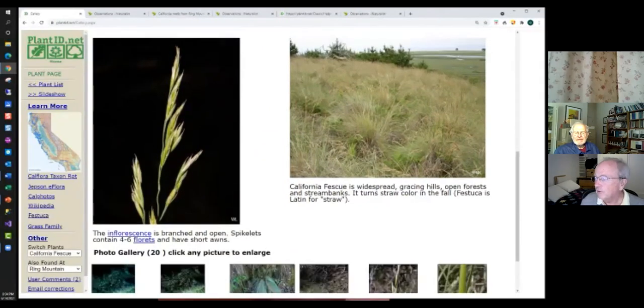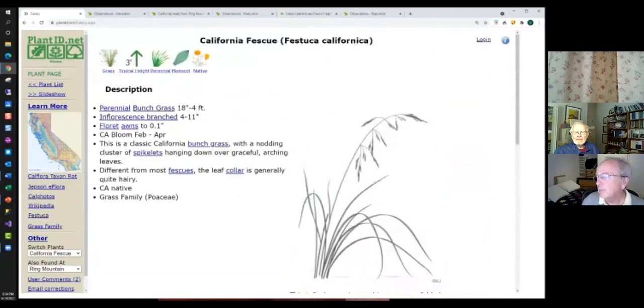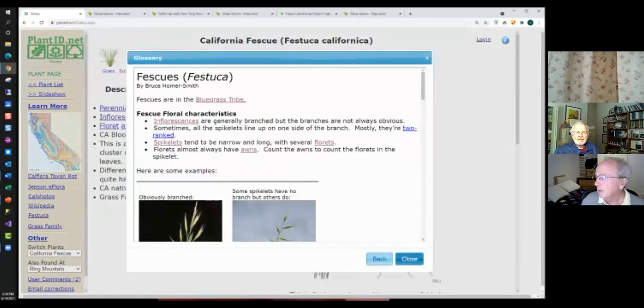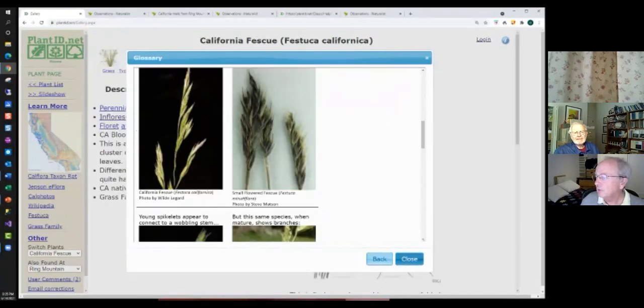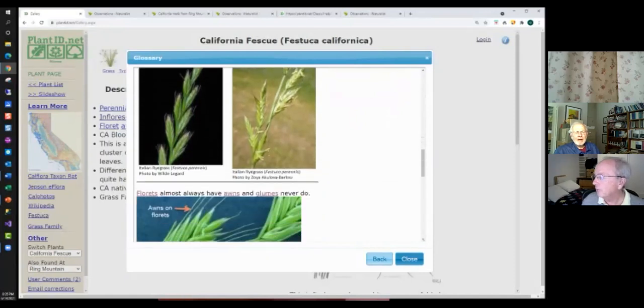The inflorescence is branched and open. The spikelets contain 4 to 6 florets. Well, when I look at this, I think, gosh, that's pretty close to California brome. So what's the difference? And we'll find out in a minute. The final description here is California fescue is widespread, gracing hills, open forests, and stream banks. And again, just like with the other grasses we've looked at, you can find a reference to the genus and learn more about fescues in general. I forgot to show you that for the California bromes, but there's a similar article for bromes.